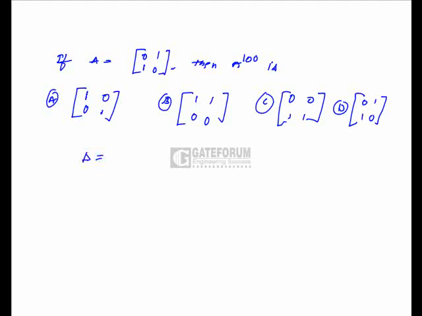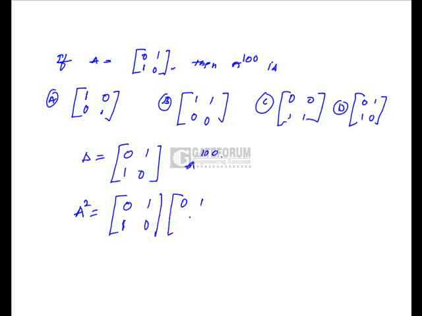Problem: it is given that A is [0, 1; 1, 0]. Now we have to find A power 100. Whenever these types of problems are given, instead of going for A power 100, what we do is first find A square. A square is nothing but multiplication of A twice.